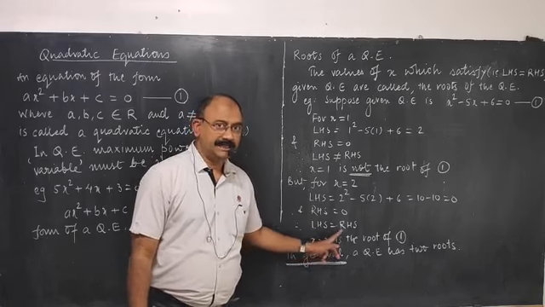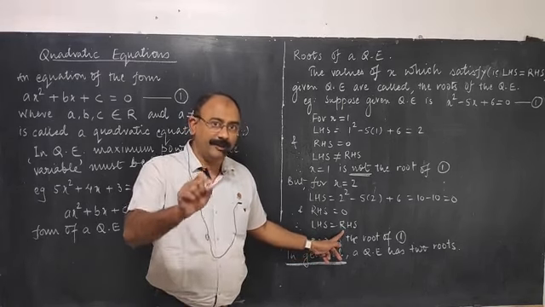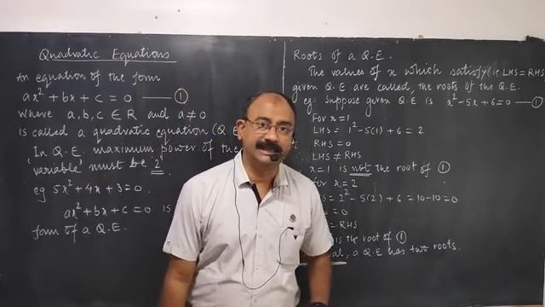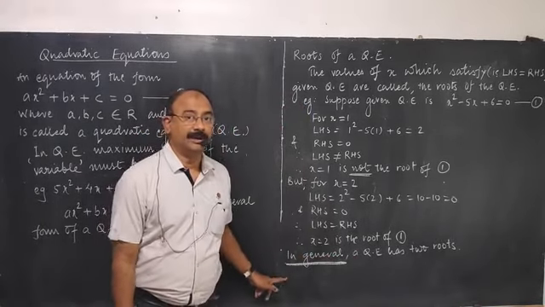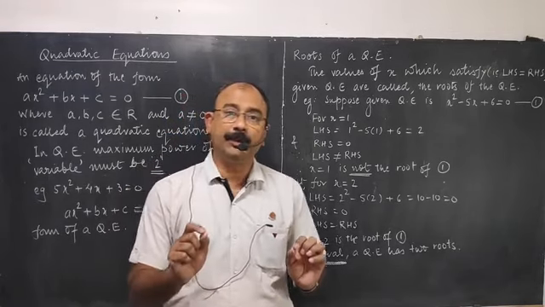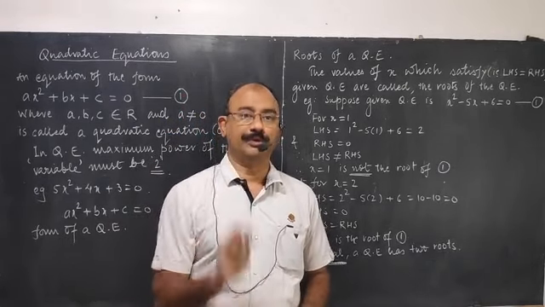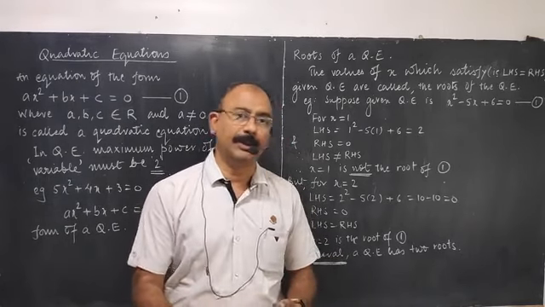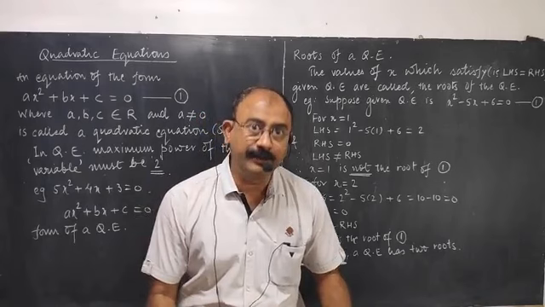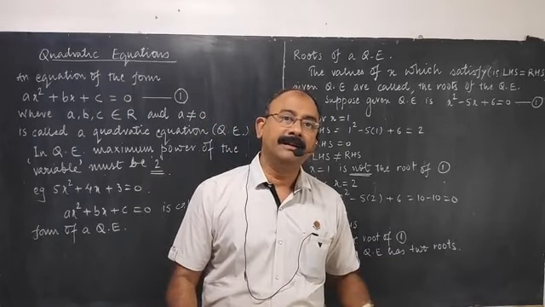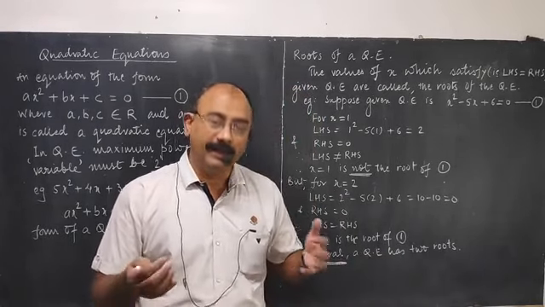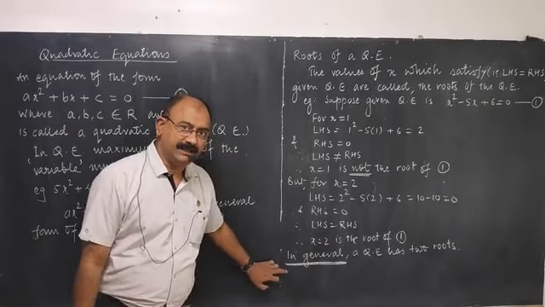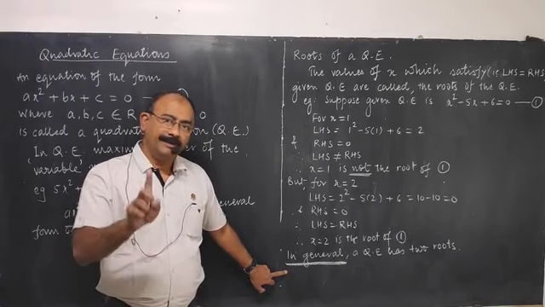So whenever you get LHS is equal to RHS for a particular value of x, then that value of x is called the root of the equation. In general, every quadratic equation will have two roots. Afterwards, you will come to know that sometimes you get one root, but we say two equal roots. Sometimes we don't get roots in high school algebra, but later we get the complex roots also. But in general, every quadratic equation will have two roots.